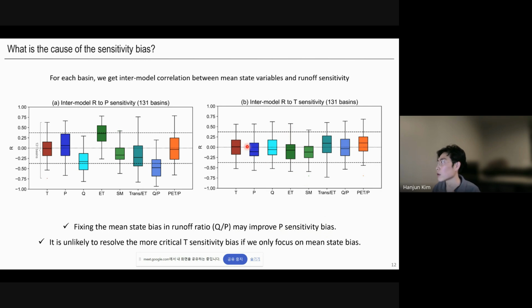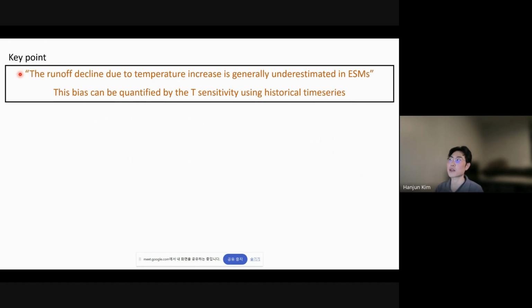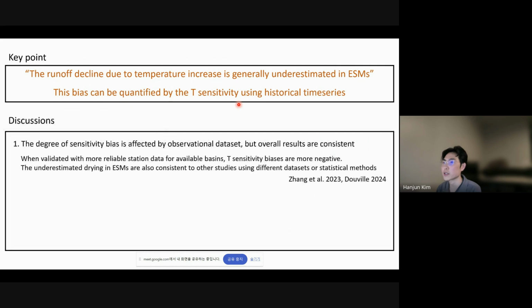However, when we do the same analysis for the temperature sensitivity, no single mean state variable has universal correlation as in precipitation sensitivity. So we think it is unlikely to lessen the more critical temperature sensitivity bias if we only focus on mean state bias. So today's key point is like this. The runoff decline due to temperature increase is generally underestimated in ESMs. And this bias can be quantified by the temperature sensitivity using historical time series.